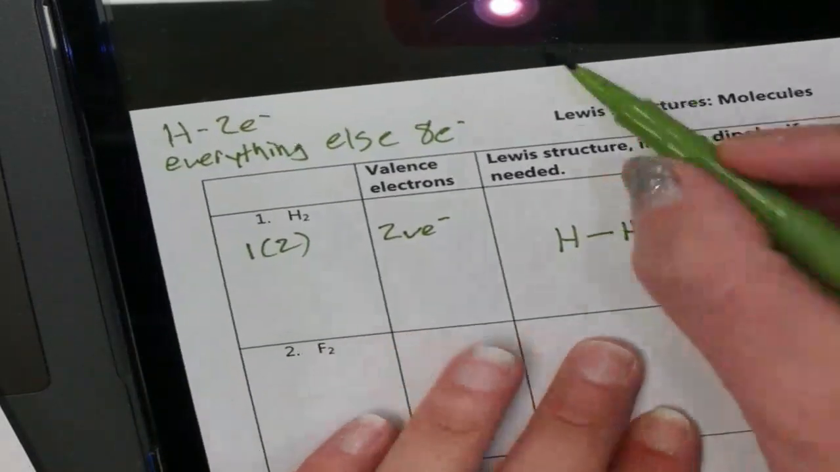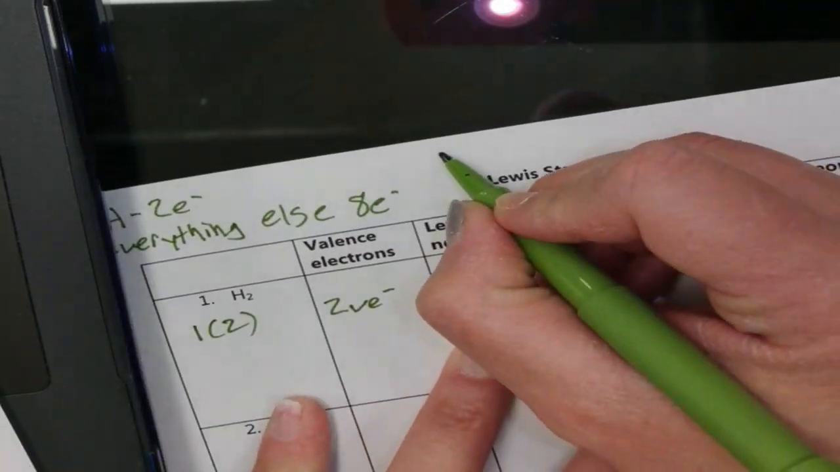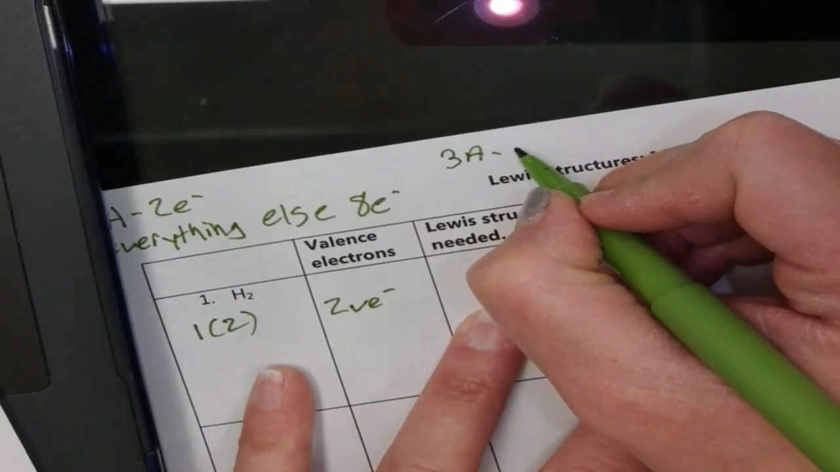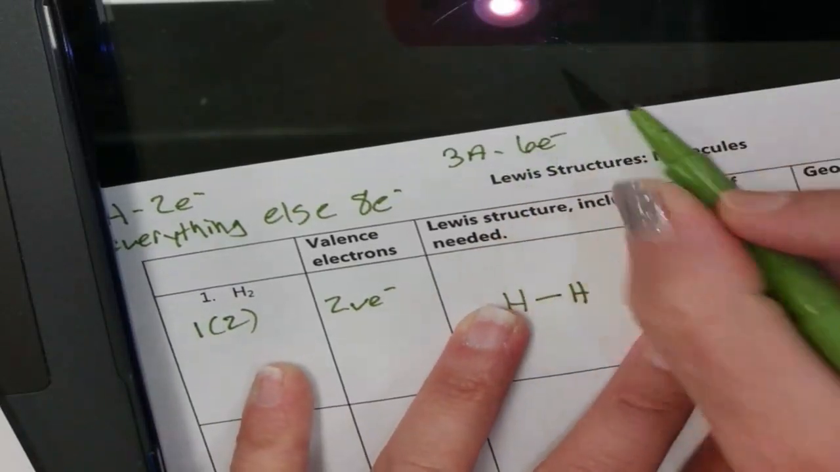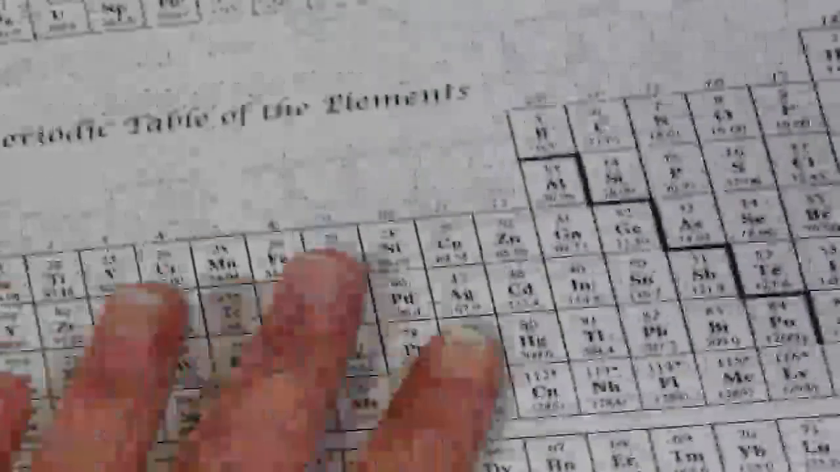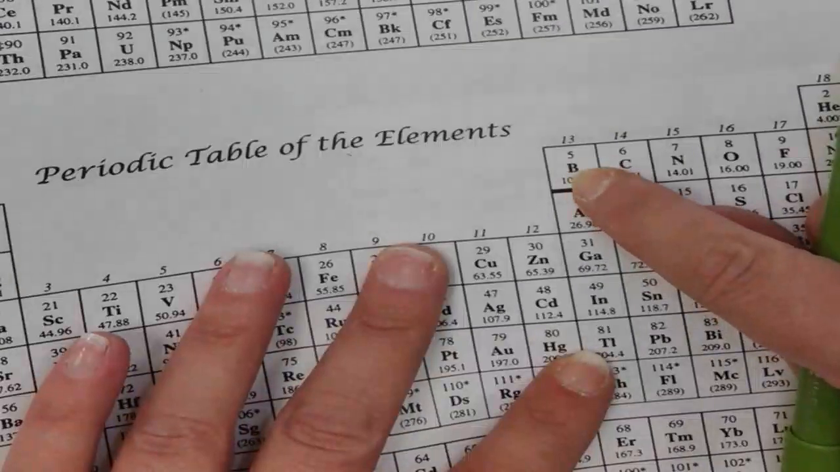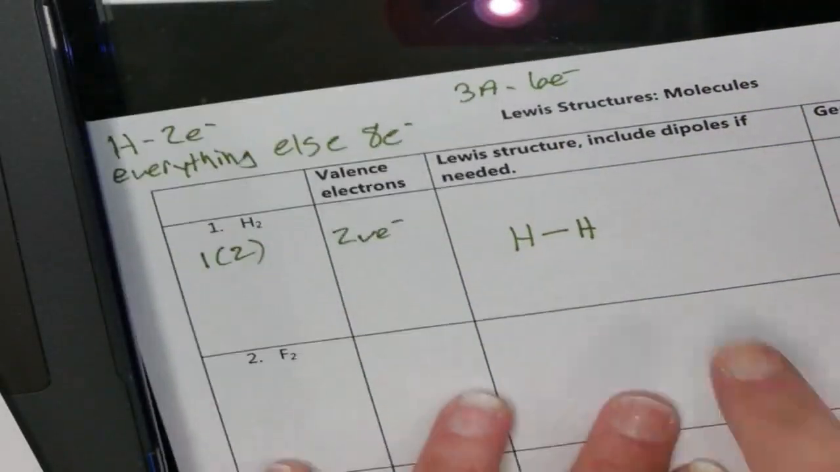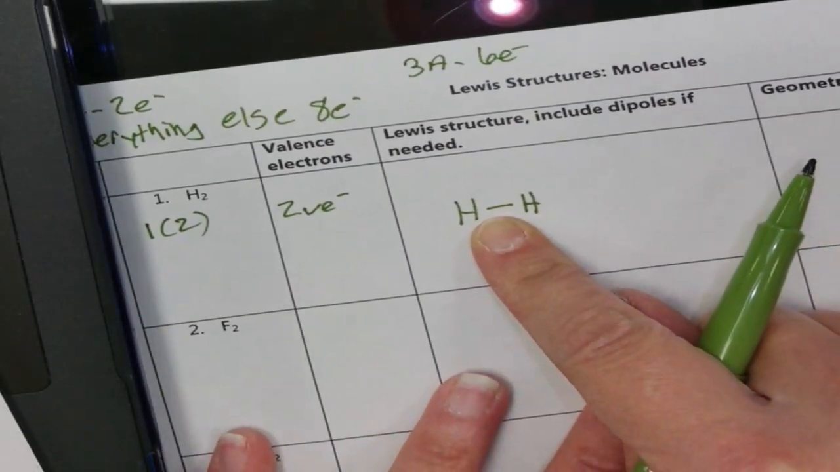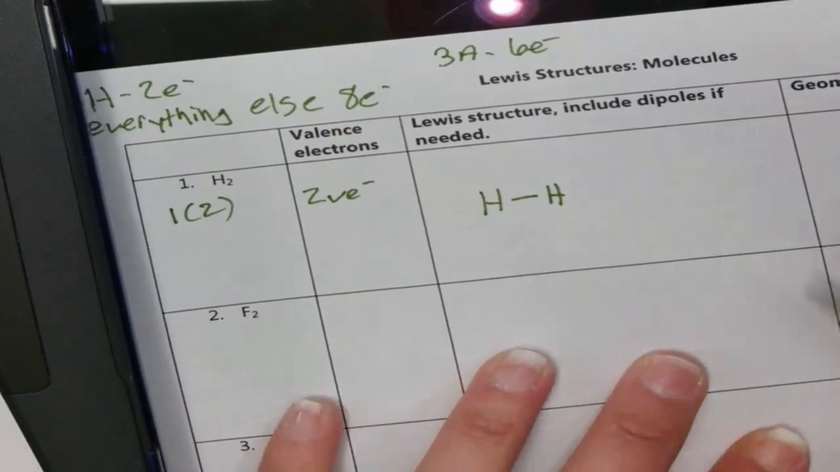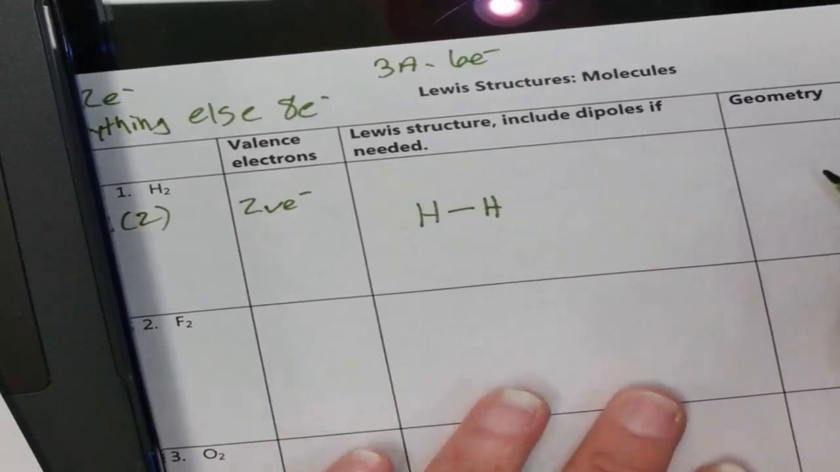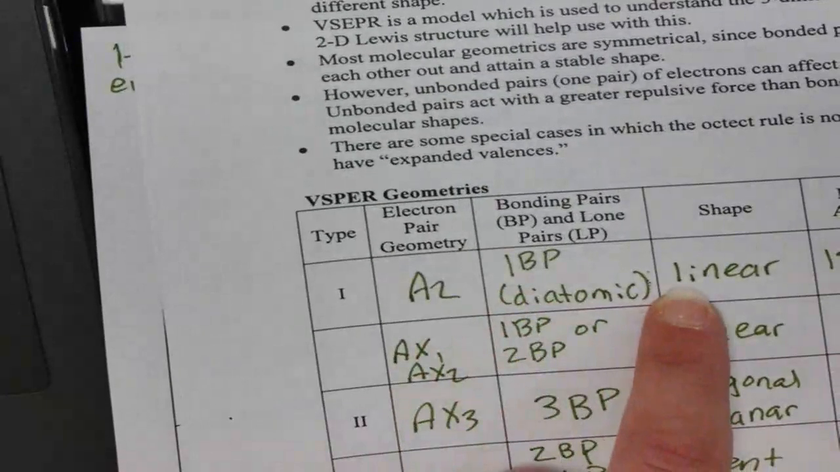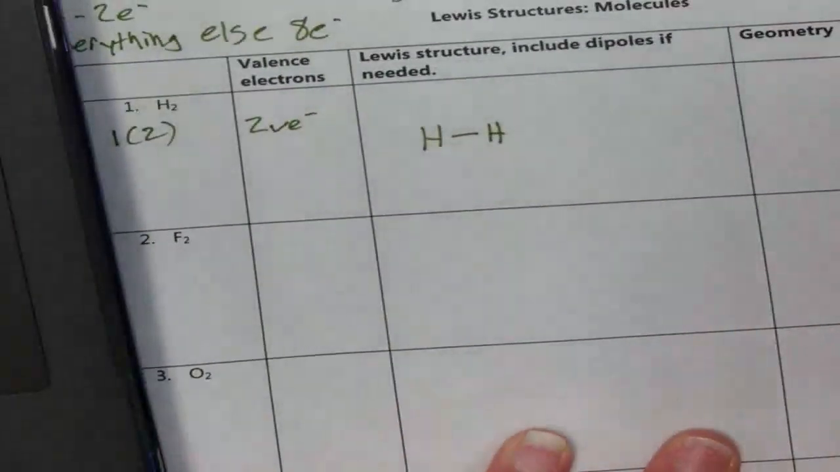And then one additional exception, group 3A does what we call an incomplete octet. Group 3A only needs 6 electrons. So that would be things like boron. Boron would only need 6 electrons. So how many bonding pairs do I have in the center? I have 1. So we would say that that is going to be a linear shape.